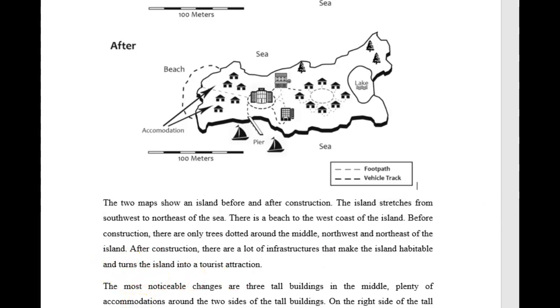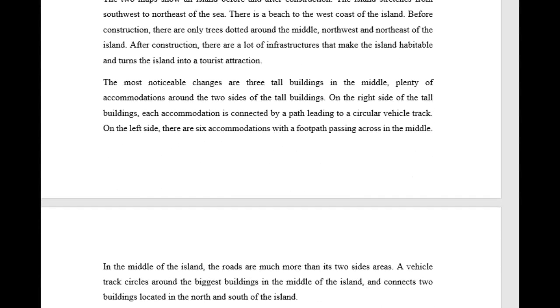Let's see what you said. The most noticeable changes are 3 tall buildings in the middle, plenty of accommodations around the two, and plenty of accommodation, singular, around the two sides of the tall buildings. On the right side of the tall buildings, each accommodation is connected by a path leading to a circular vehicle track. On the left side, there are 6 accommodations with a footpath passing across in the middle.